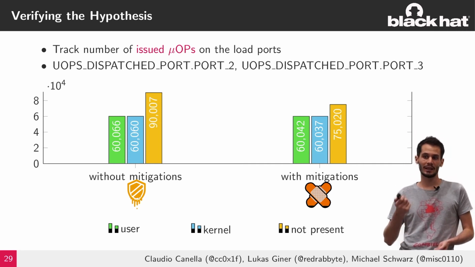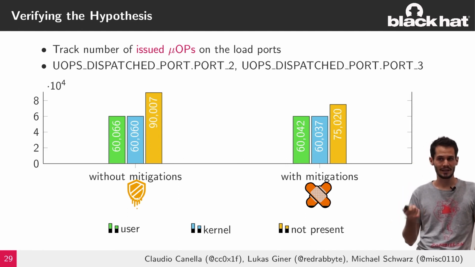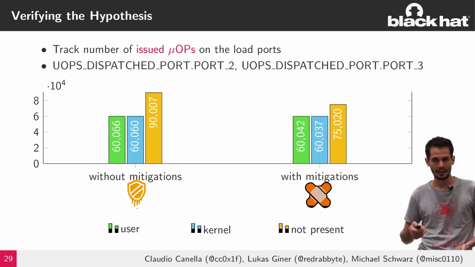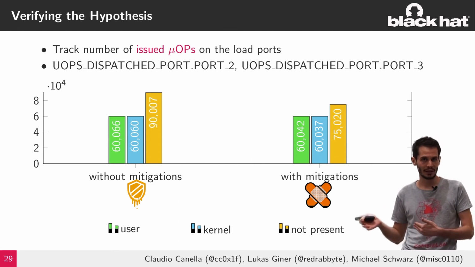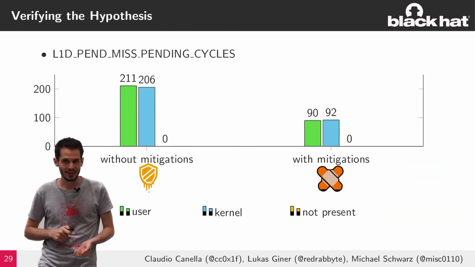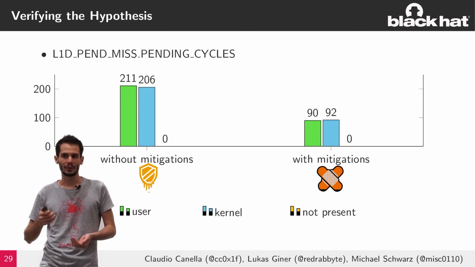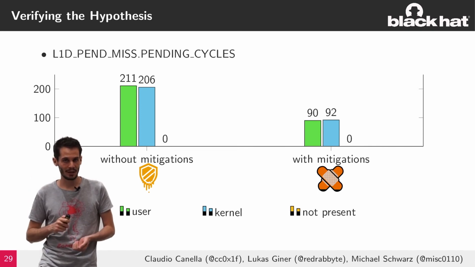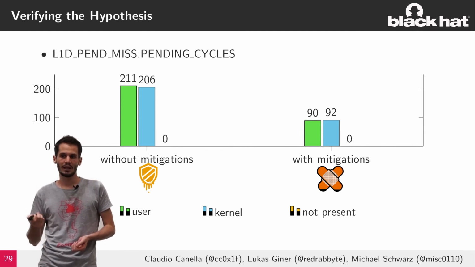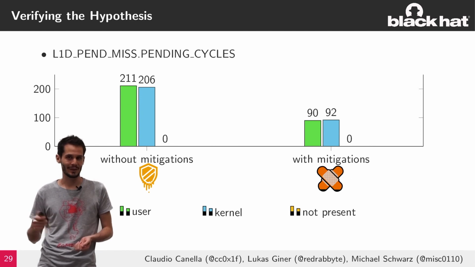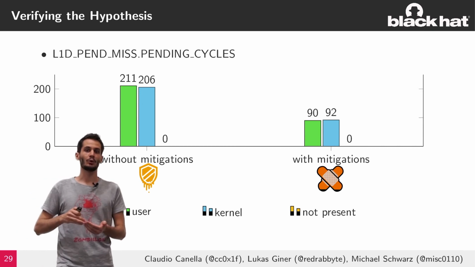So we can look at a second counter, the issued microops on the load ports. Again, with and without mitigations, user and kernel address accesses have the same number of microops issued. That again points towards our conclusion that loads still happen in the background, they're just zeroed out. Just to be sure, we try a third measure: when we have an access that misses the L1, we look at the pending cycles counter. Again, between unmitigated and mitigated CPUs, the ratio of user and kernel accesses is exactly the same. So again, this leads us to the conclusion that it's just zeroed out, the load happens in the background anyways.